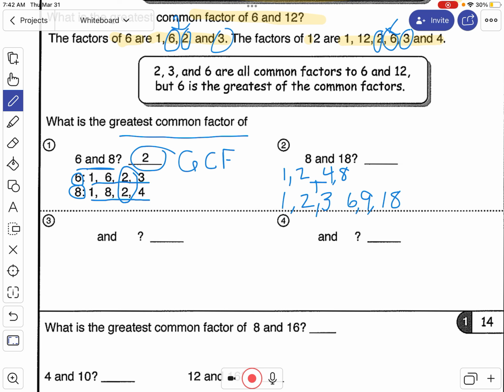Don't forget those commas. Now the only numbers left between 3 and 6 are 4 and 5. Does 4 go into 18? 4 times 4 is 16. 4 times 5 is 20. No, 4 doesn't go into 18.